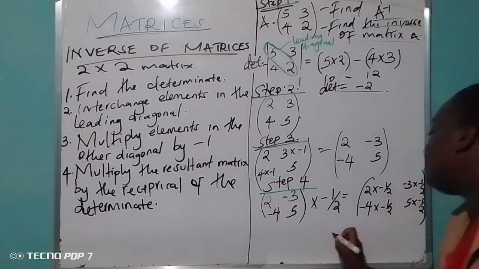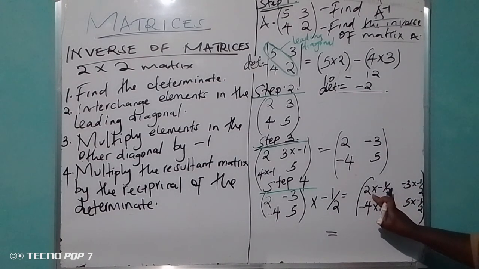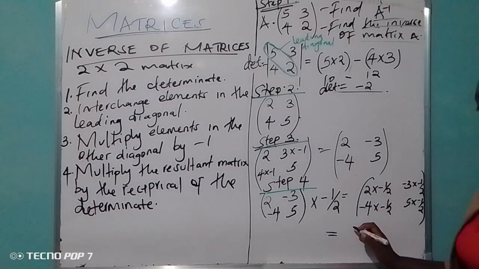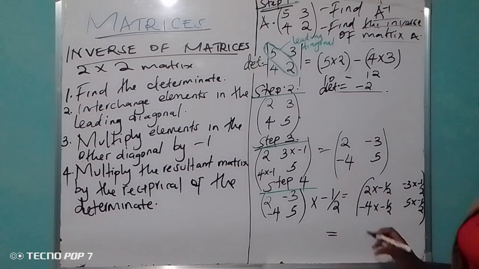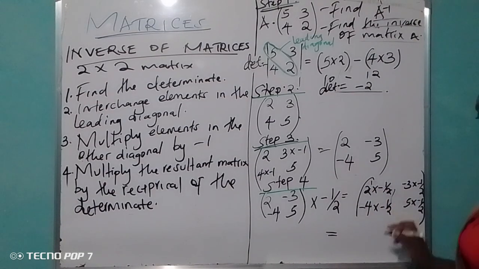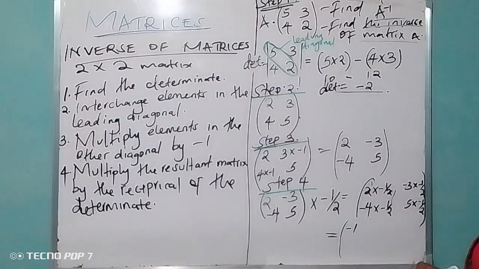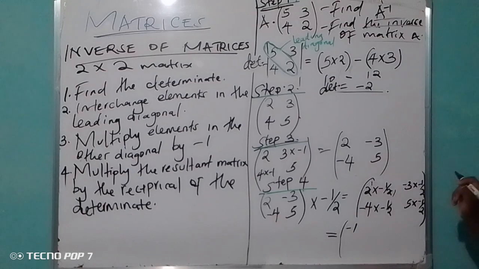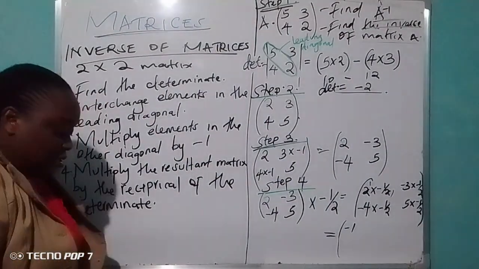So it will be 2 times -1/2, which is -1. Then -1, -3. So here tutakumbuka ile kitu yetu ya hapa itakuwa 3.